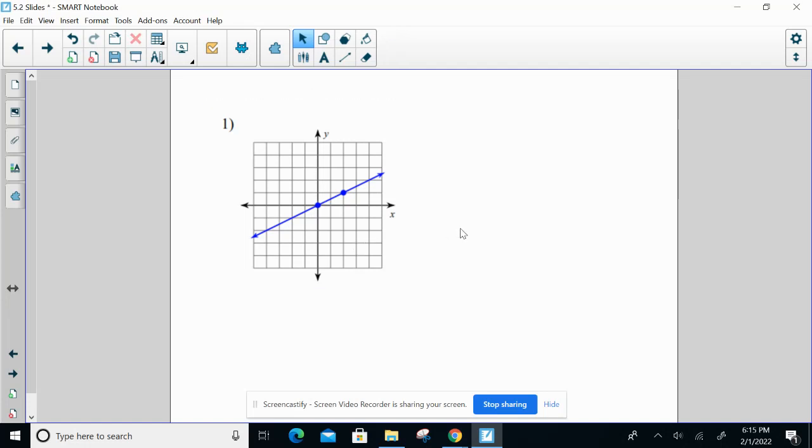Okay. So, from yesterday, what we talked about was how to find slope. And we came up with a process. And we said the slope is always change in y.